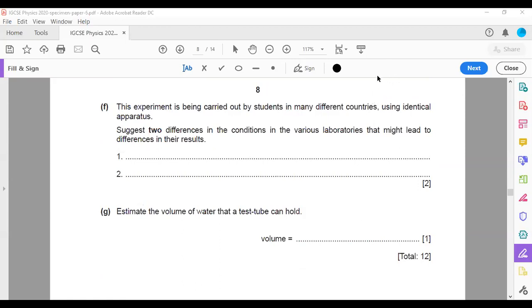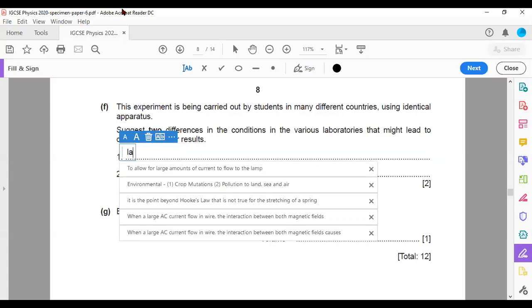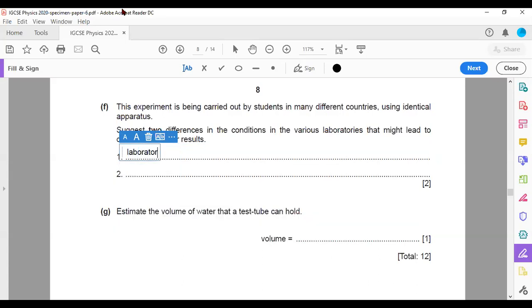The question here says in F now. In F of the question, this says the experiment is being carried out by students in different countries using the same or identical apparatus. Suggest 2 differences in the conditions in the various laboratories that might lead to differences in their results. Firstly, different countries mean that the room temperature is going to be different. So that means your laboratory temperature is going to be different. So state 2 differences.